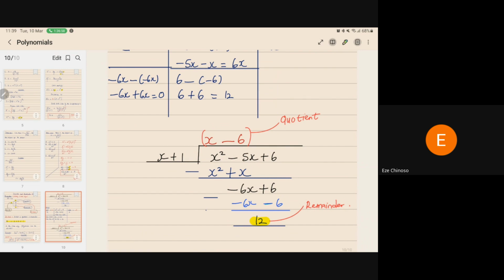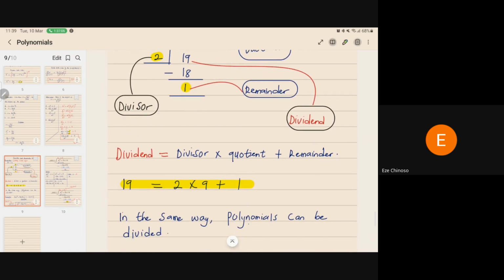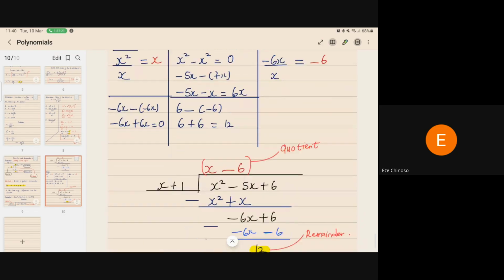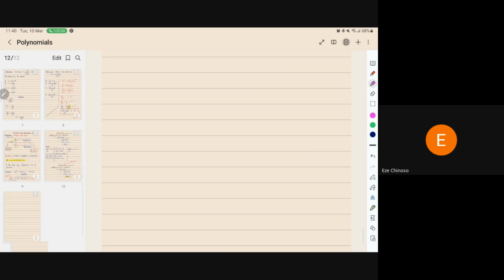Remember this thing I said here? That divisor times quotient plus remainder will give you your dividend. If you multiply your divisor by your quotient, plus remainder, you should have your dividend. But before I come to that place, let me solve another example. I'm going to leave one page so that I can return to that very concept I said, so you can see how it links together.